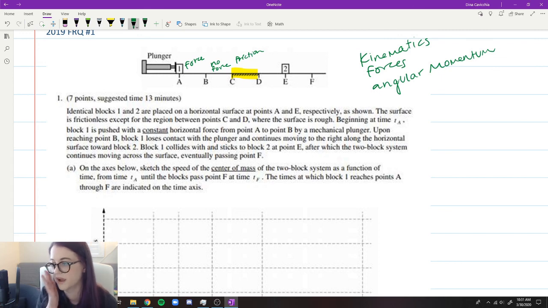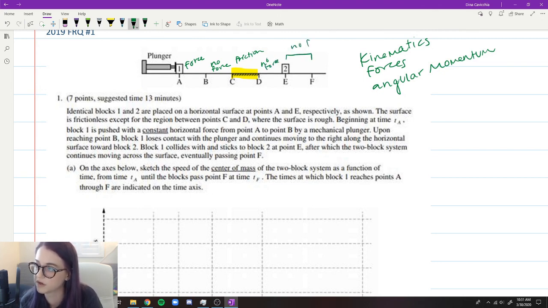Block 1 collides with block 2 at E. So here is also no force. And then here there's no force. And they collide. Well, they're stuck together. So basically, block 1 is being pushed by this plunger from A to B. Then the plunger goes away from B to C. From C to D, there's friction. And then from D all the way to F, there's no friction anymore.